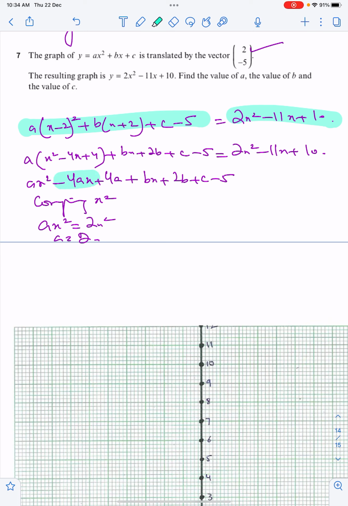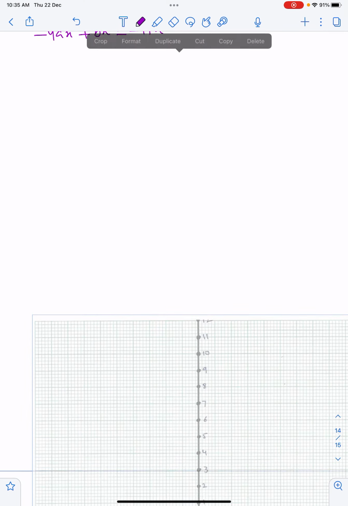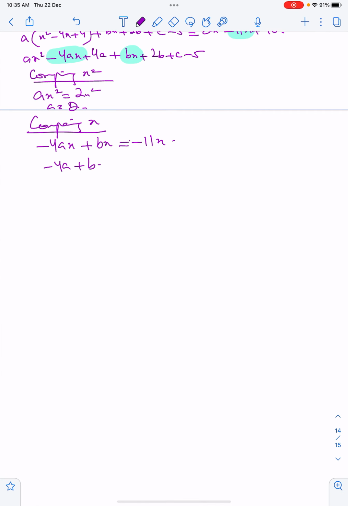If I compare the terms with x on this side with the term with x on this side, comparing x, on this side I have minus 4ax and bx, and on that side I have minus 11x. Getting rid of x's from both the sides is giving me minus 4a plus b equals negative 11. So I already have the value of a with me, which is 2. So b equals negative 11 plus 8, b equals negative 3.